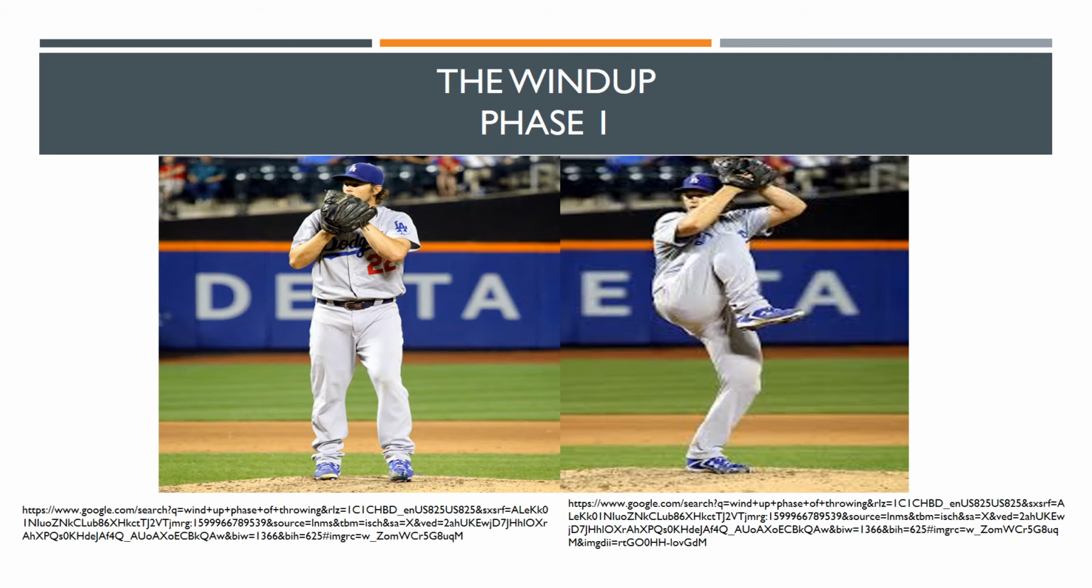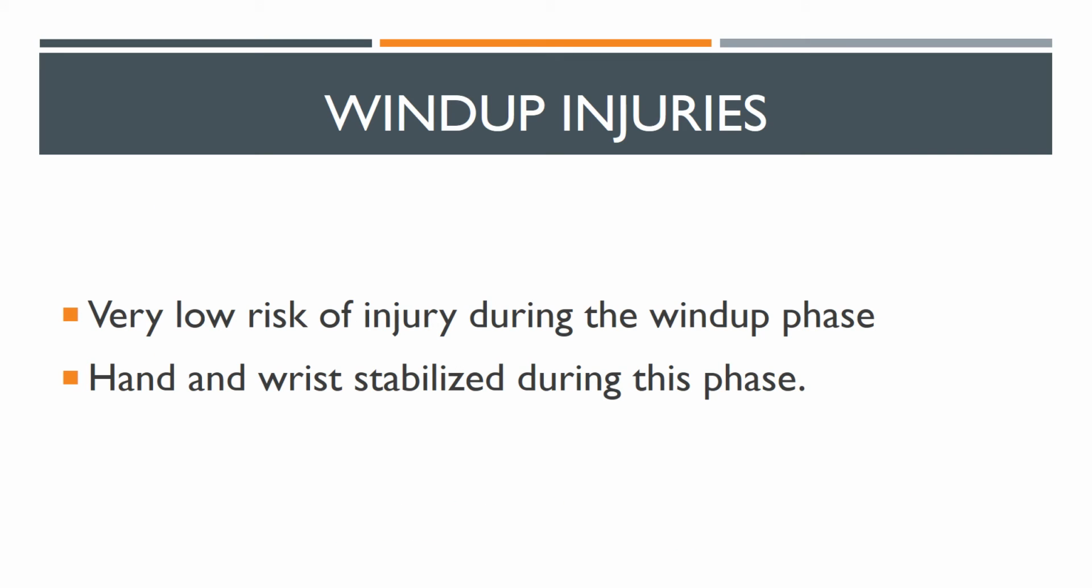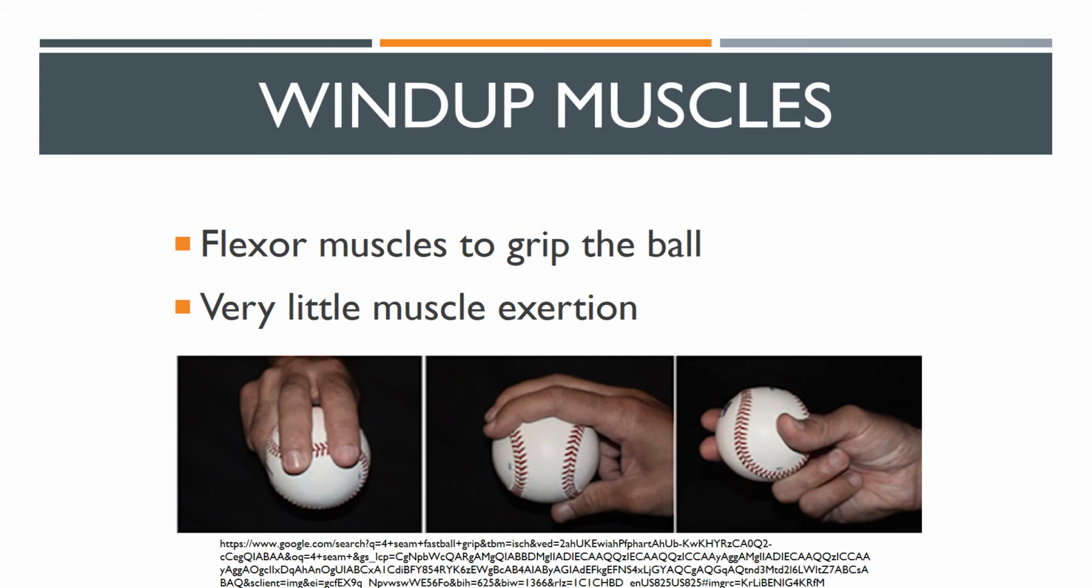The first phase of the throwing mechanism is the wind-up. For the wind-up injuries, there are very low risk at the wind-up phase. The hand and wrists are stabilized and there's not very much movement going on. The wind-up muscles include the flexor muscles to grip the ball. There's very little exertion because all you're doing is holding the ball.